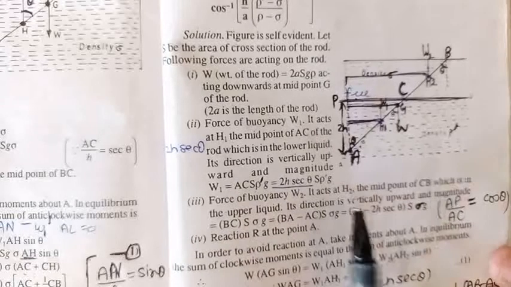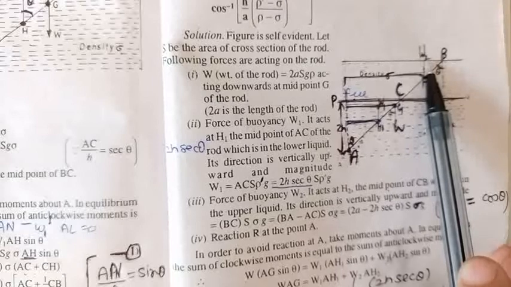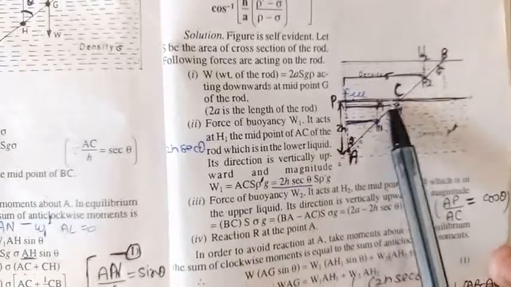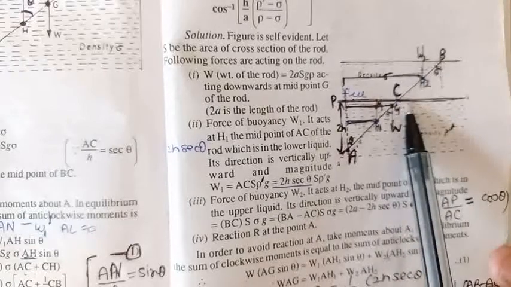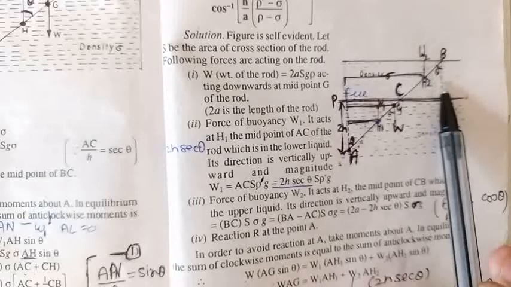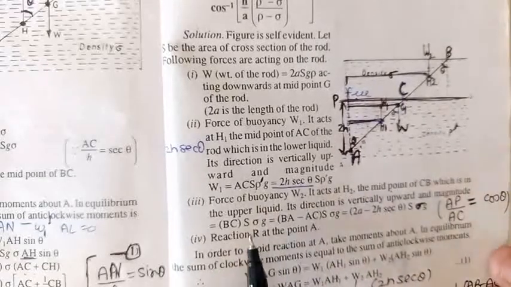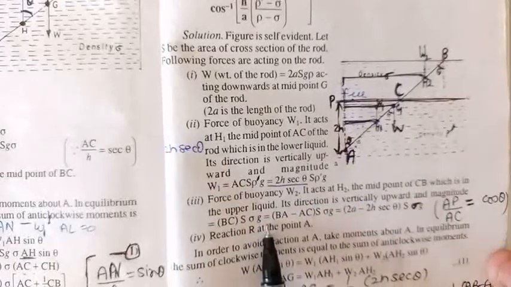Now let us find this force of buoyancy, W2. W2 is the weight of the upper liquid displaced. Here the length immersed of the rod is BC. Area of cross section is S. Density of this liquid is sigma. So the force W2 becomes BC into S into sigma into g.